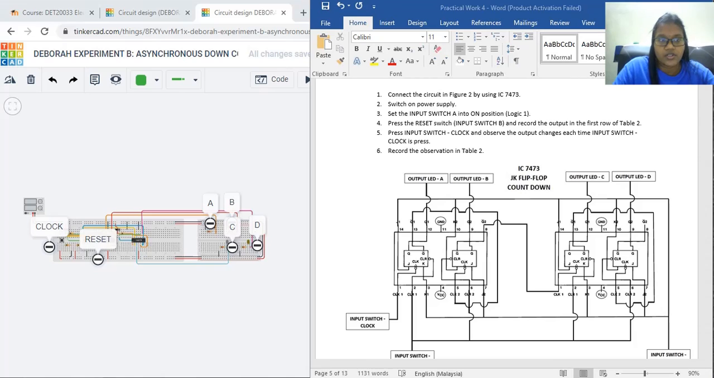Okay, now I'm going to continue with experiment B, the asynchronous down counter. Sorry ma'am, before that there was loading and there was an error, so sorry about that.